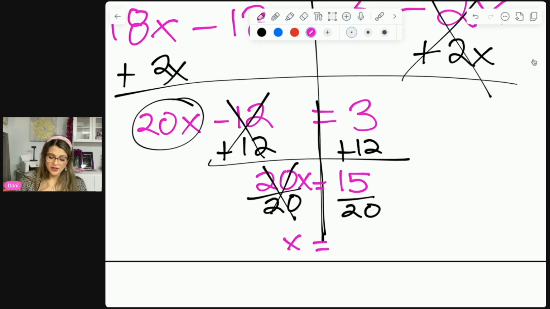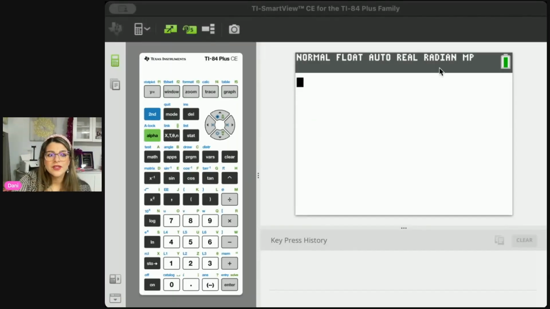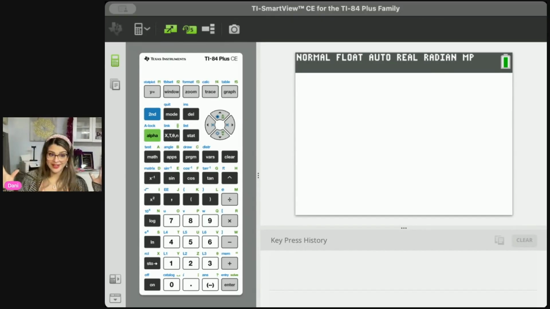Okay. So option 1 is in your calculator. So in your calculator, what you can plug in to simplify this fraction without having to do it by hand. Now this is a TI 84 Plus CE, my personal favorite calculator. Shout out Dana Morris for hooking me up with some Smart View on my laptop.